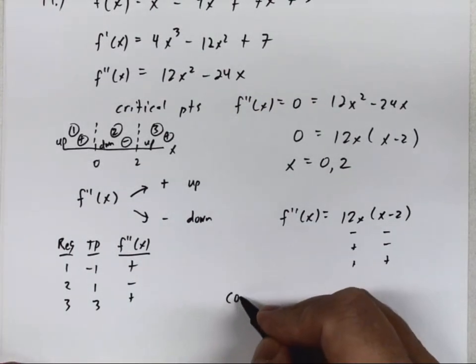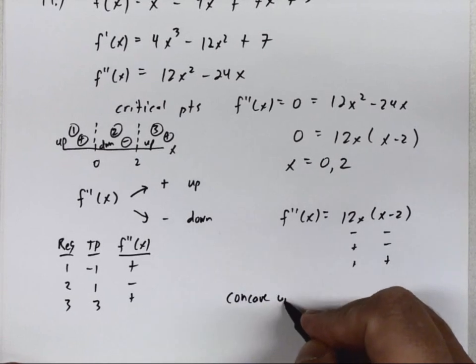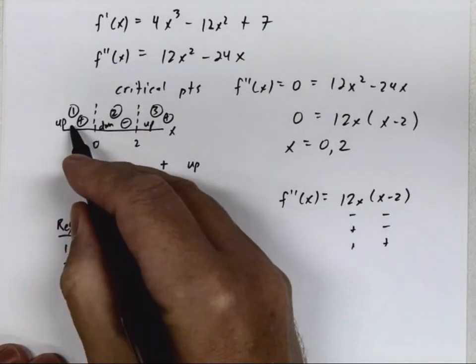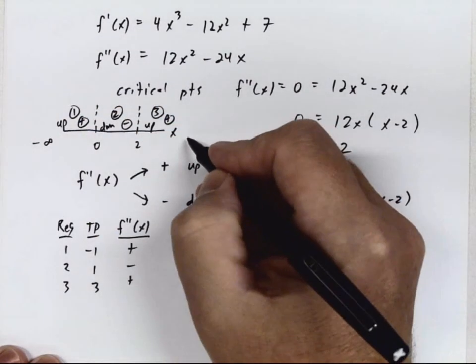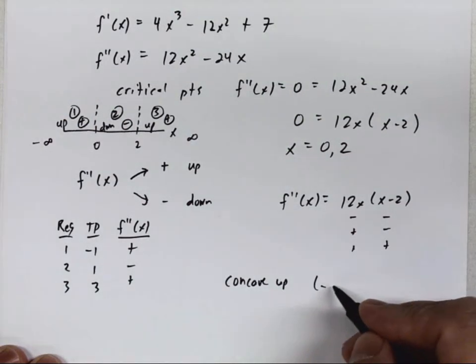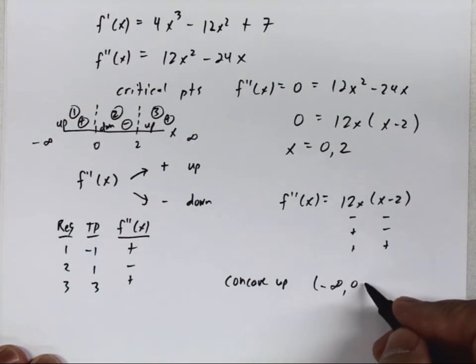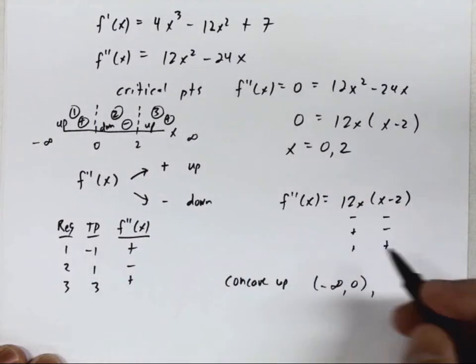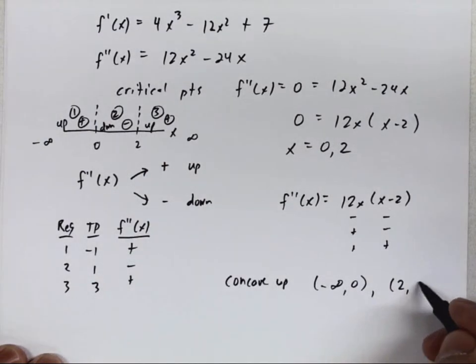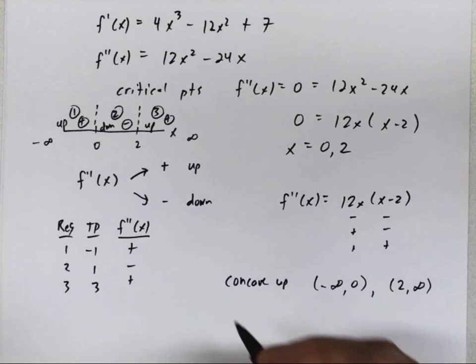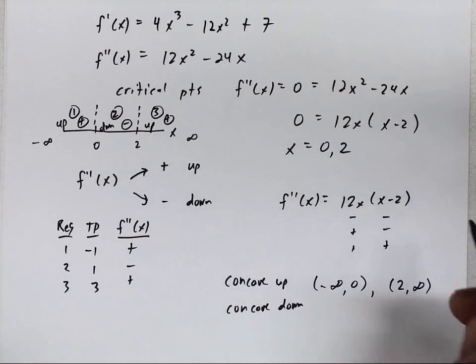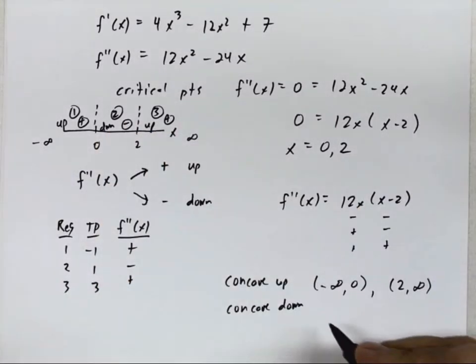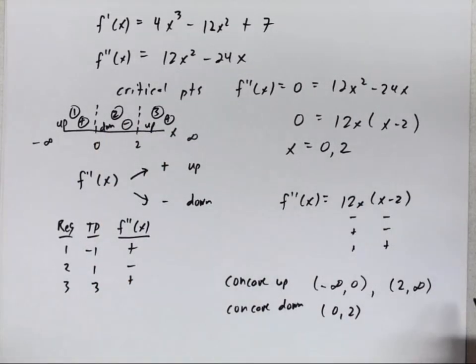So, the intervals where it's concave up, region 1 and 3: region 1 goes from negative infinity to 0. Then also, we have region 3, which is from 2 to infinity. Concave down would be here in region 2, which is from 0 to 2.